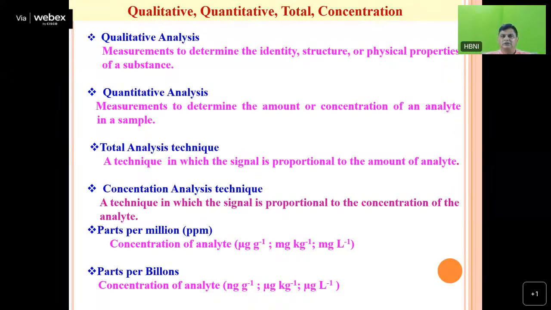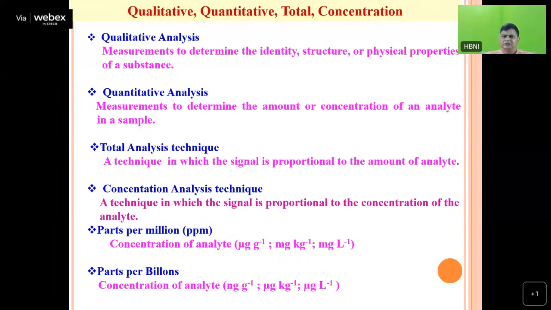There are two kinds of analysis techniques: total analysis techniques and concentration analysis techniques. What is a total analysis technique? A technique in which the signal is proportional to the total amount of analyte present in your sample is termed a total analysis technique.